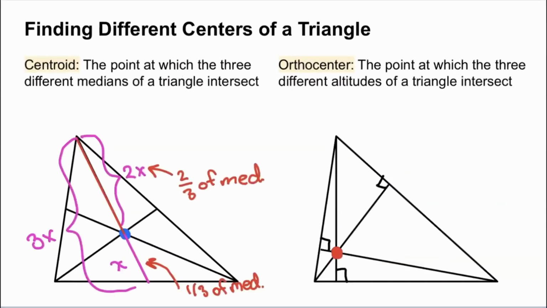Same thing for the centroid and orthocenter. All of the medians and all of the altitudes of the triangle should intersect at one point. And if it doesn't, it might just be due to human error. But they do intersect.